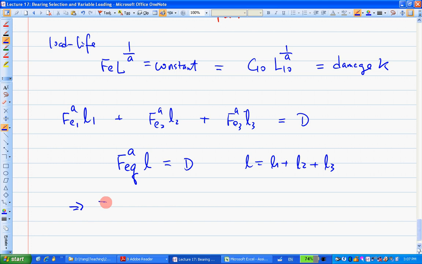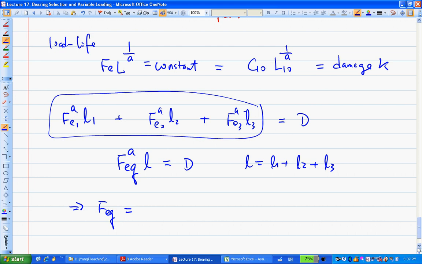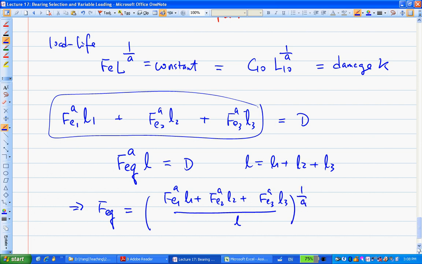Solve for FE2. So FEQ equals what? This whole chunk here divided by L, and then to the power of 1 over A: FE1 to the power A L1 plus FE2 to the power A L2 plus FE3 to the power A L3, over L, to the power 1 over A. So that's your FEQ.